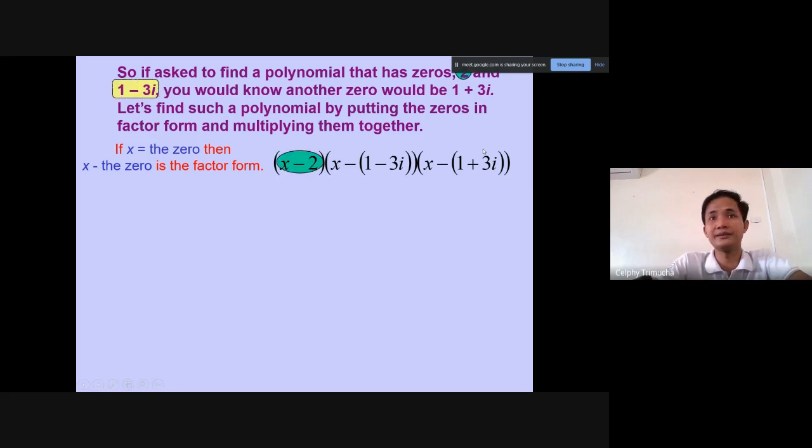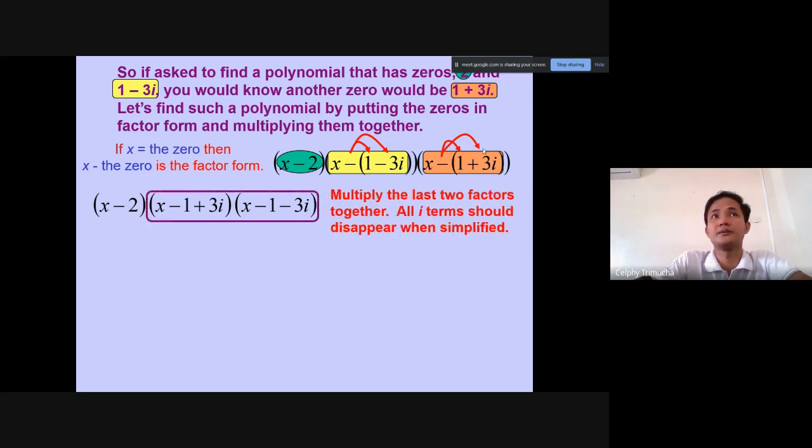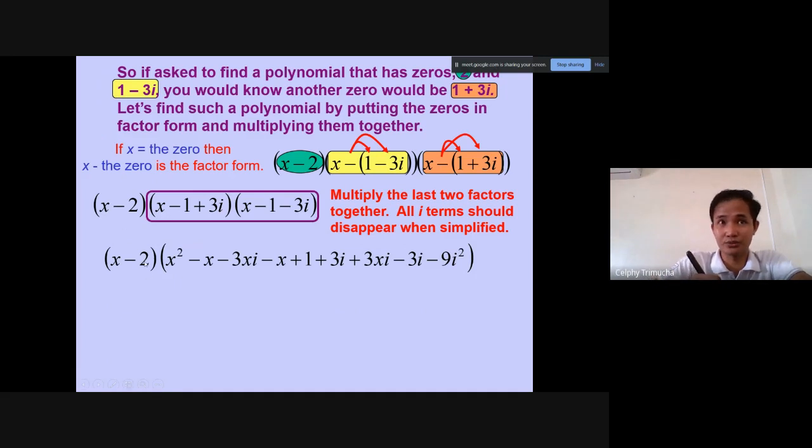Okay? Then pwede tayo i-distribute ang ating nga sign. We have x minus 1 plus 3i, x minus 1 minus 3i. Multiply the last two terms together. So all natin nga terms should disappear when simplified. So we have x minus 2, then himuon naton is distribute. So we have x times x, we have x squared. X times negative 1, we have negative x.